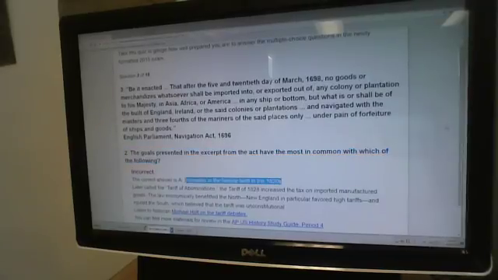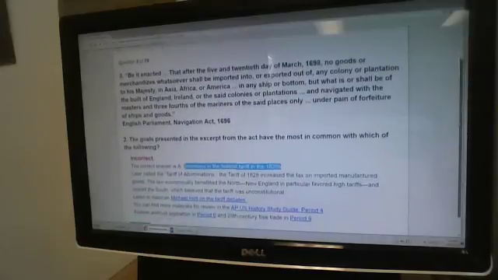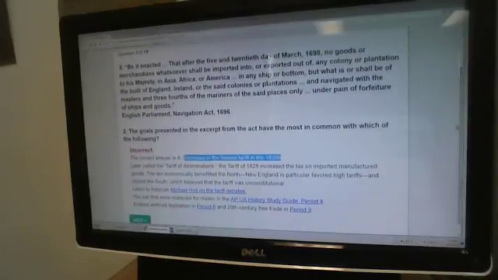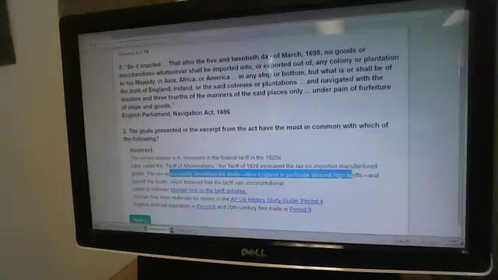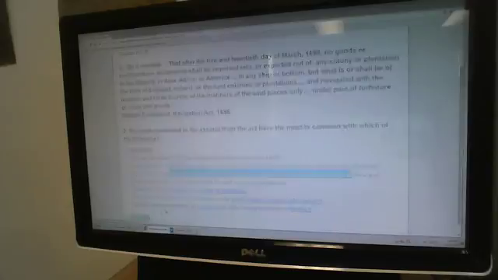Increases in the federal tariff of the 1820s. Of course, that would not be a test question you would have now, but it could be in your next unit. Just saying. It was later called the tariff of abomination. You have probably already talked about that in your president's pages. It increased the tax on imported manufactured goods, so the law economically benefited the North. So you are looking at benefiting one region with your tariffs. Okay, let's take a look at another one.